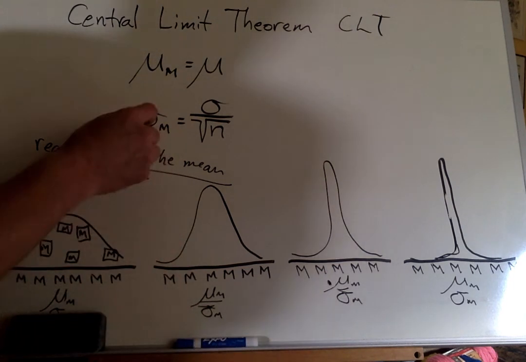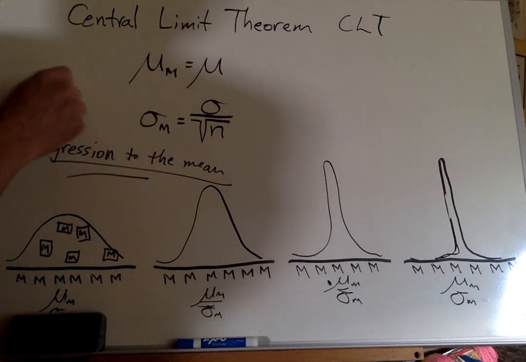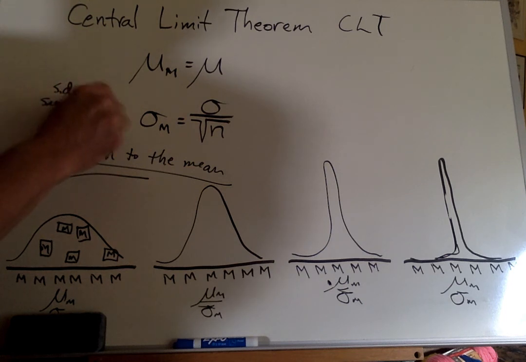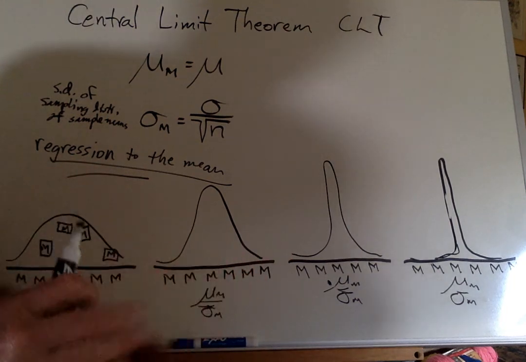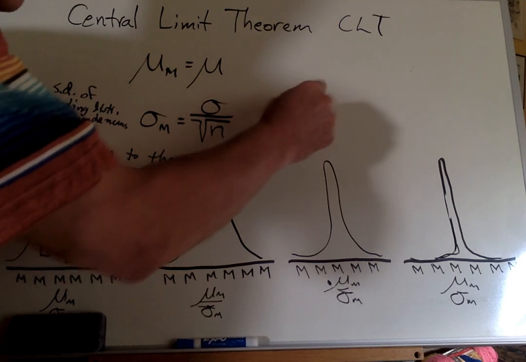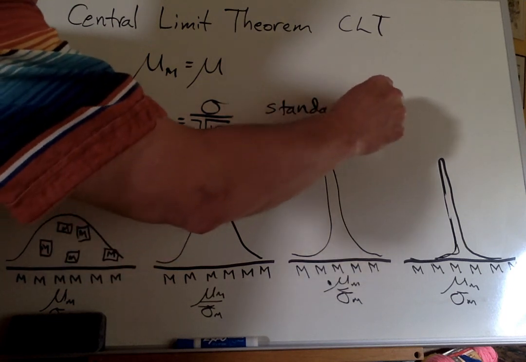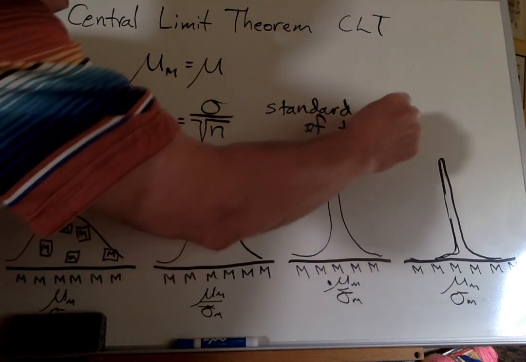Okay? So this is called the standard deviation of a sampling distribution of sample means. What we see here is regression to the mean. This also has another name. It's called the standard error of the mean.